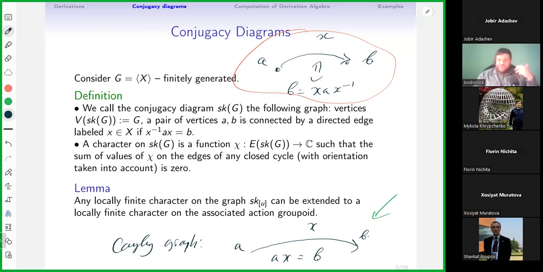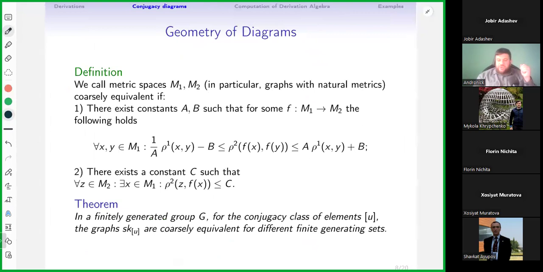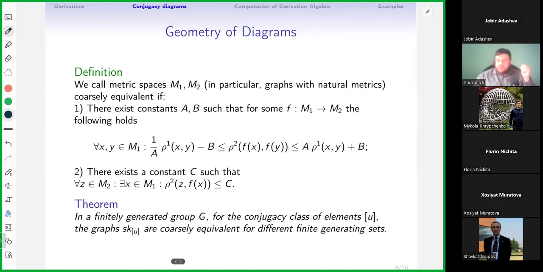And on each iteration of this way, we make our problem easier and more geometrical. Several words about the geometry of such diagrams. Of course, if you take different generating sets, you will get different graphs. But they are different, yet they are coarsely equivalent, as we say, or you have a quasi-isometry between them.